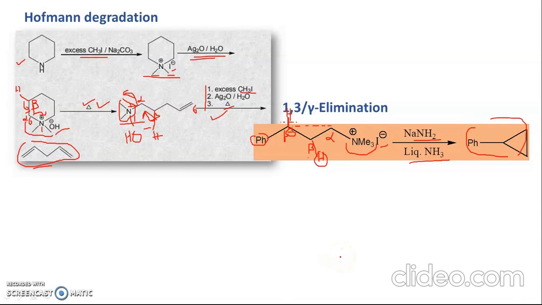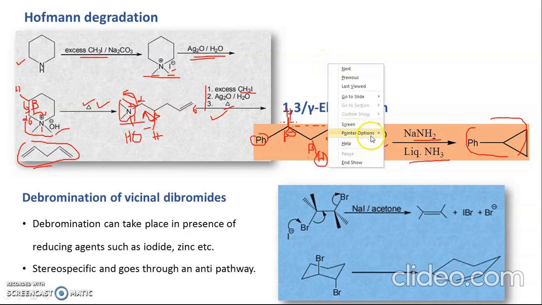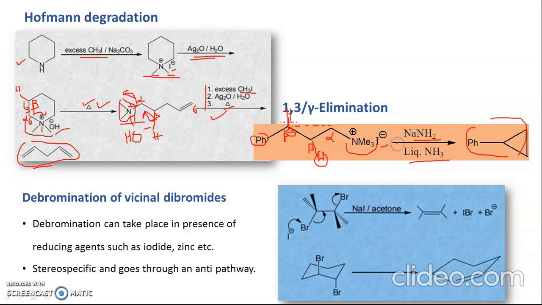Okay. The next type is debromination of vicinal dibromide. In most of the examples of elimination we have seen, there is removal of a hydrogen and a leaving group. But here it is to some extent different, because two bromine atoms are actually removed. Fine. So we are using a vicinal dibromide, that is, two bromine atoms are present at carbons 1 and 2. This type of molecule is known as a vicinal dibromide. So basically two bromine atoms are removed in this molecule.